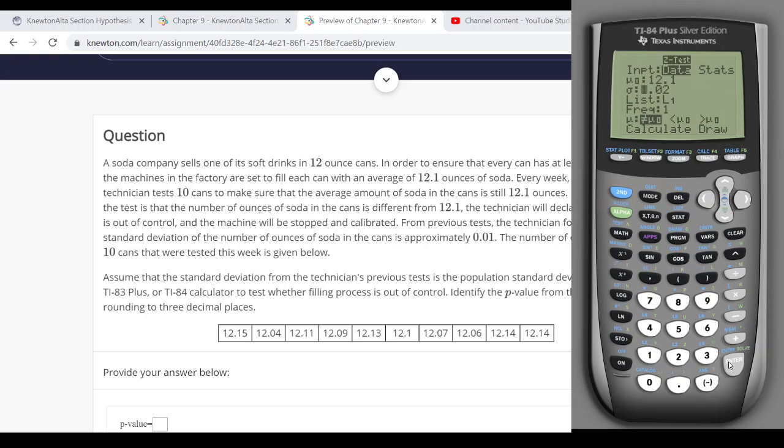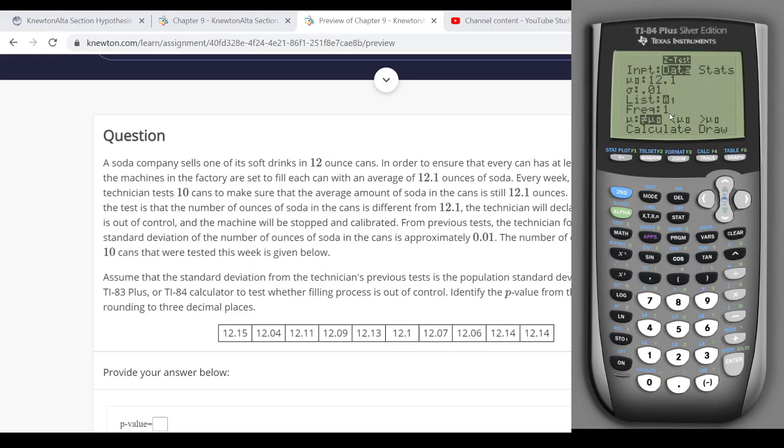What is sigma? The next line. And we are told that sigma is 0.01, right? That was from the standard deviation. The number of ounces of soda in the cans is approximately 0.01 back in the reading. So 0.01. All right.